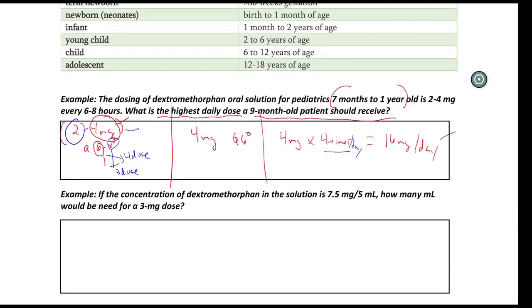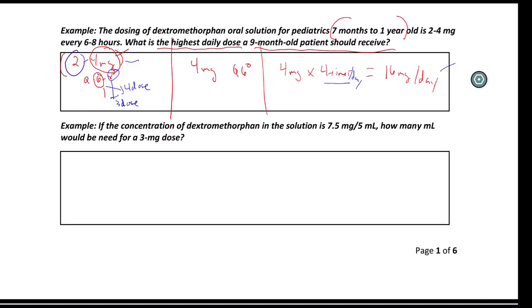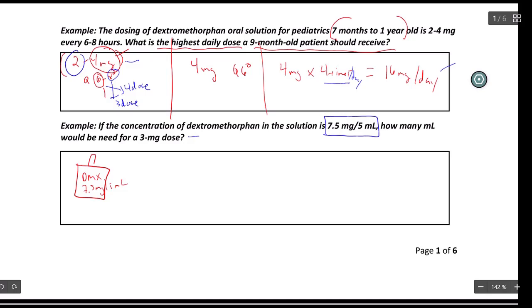All right, let's go down to the next question. It says the concentration of dextromethorphan in a solution is 7.5 milligrams per 5 mLs. How many mLs would be needed for a 3 milligram dose? So this is a separate question. What this question is saying is that you have a bottle. Here's your bottle. It's dextromethorphan, DMX. It's got a concentration of 7.5 milligrams per 5 mLs, 5 mLs being a teaspoon, so 7.5 milligrams per teaspoon.